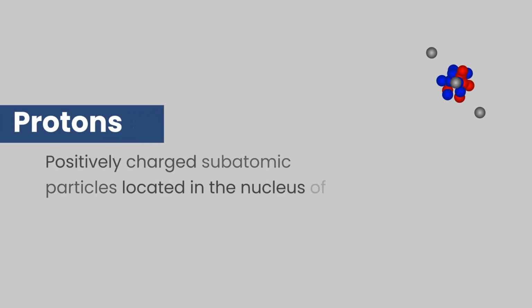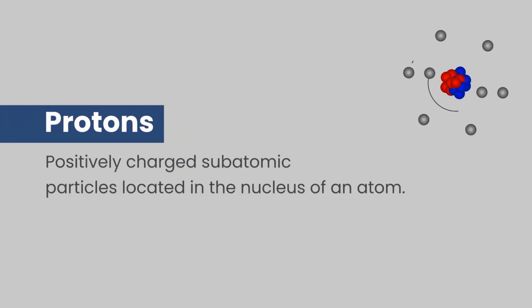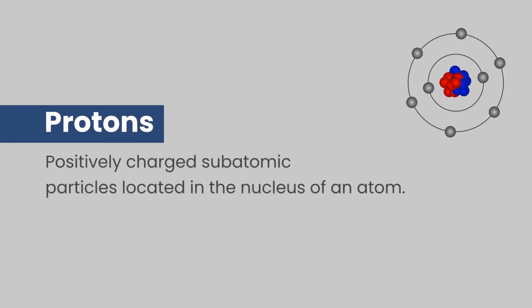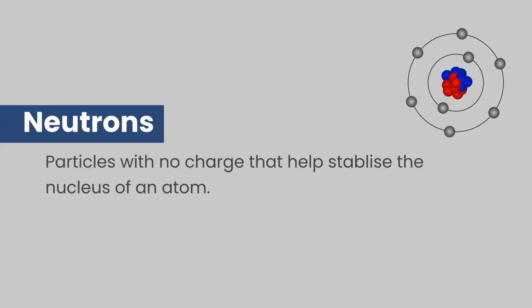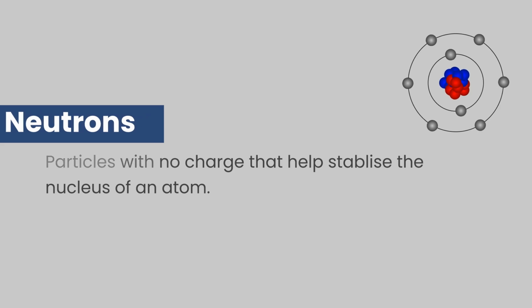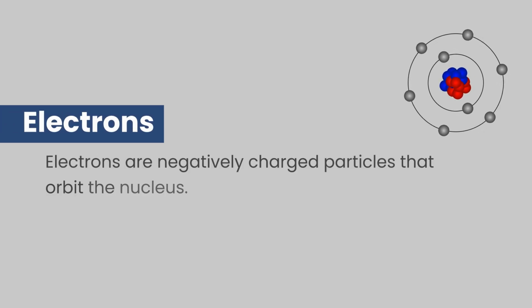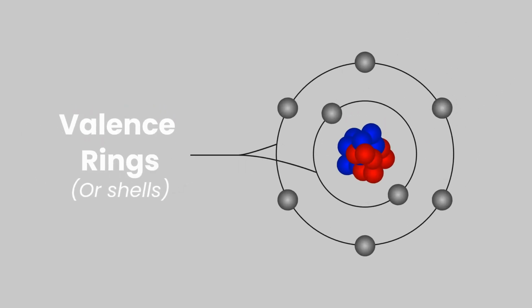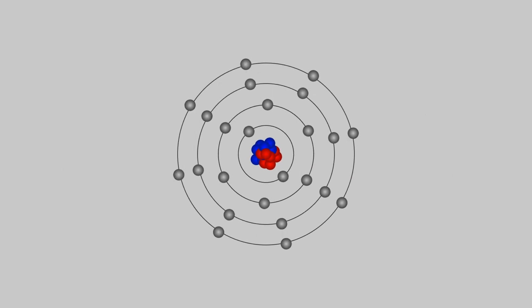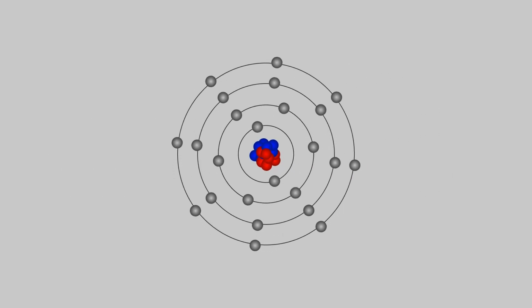Protons are positively charged subatomic particles that are located in the nucleus of an atom. Neutrons are particles with no charge and help stabilize the nucleus of an atom, where they are also located. Electrons are negatively charged particles that orbit the nucleus. These orbits are called valence rings and are limited to the amount of electrons they can hold. In most cases, an atom can have several valence rings.